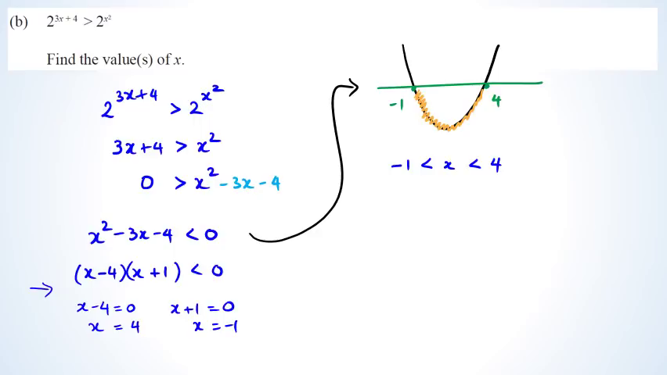The other way you could also write it is x is greater than -1 and x is less than +4. That's the other way of writing it as well.